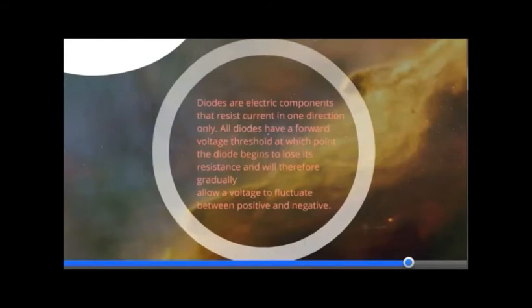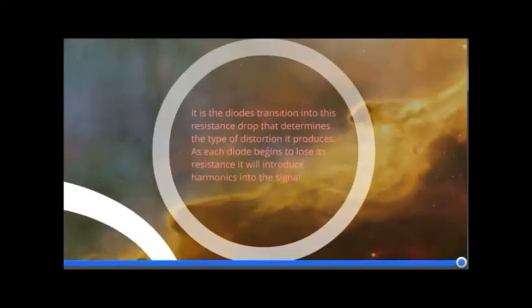How do diodes help in this? Diodes are electric components that resist current in one direction only. All diodes have a forward voltage threshold, at which point the diode begins to lose its resistance and will therefore gradually allow a voltage to fluctuate between positive and negative. It is the diode's transition into this resistance drop that determines the type of distortion it produces. As each diode begins to lose its resistance, it will introduce harmonics into the signal, which produces distortion.